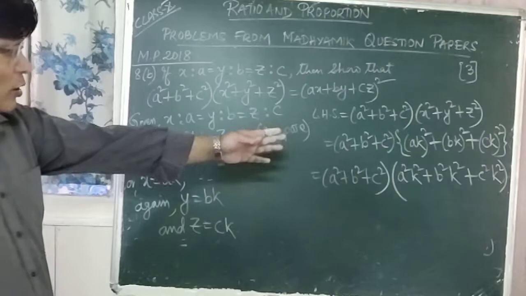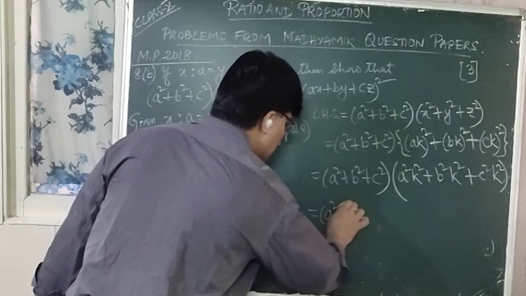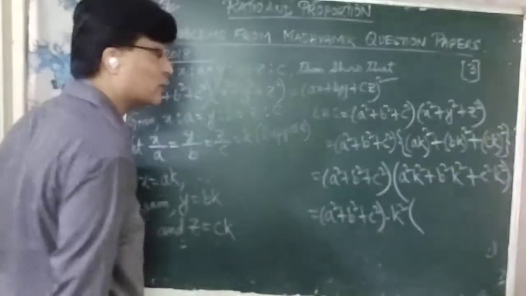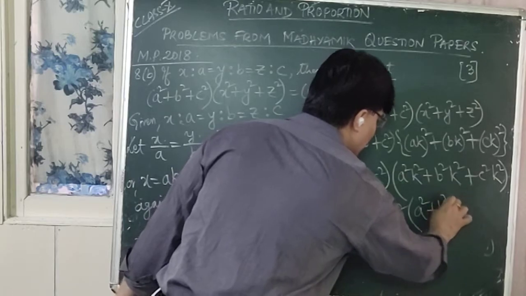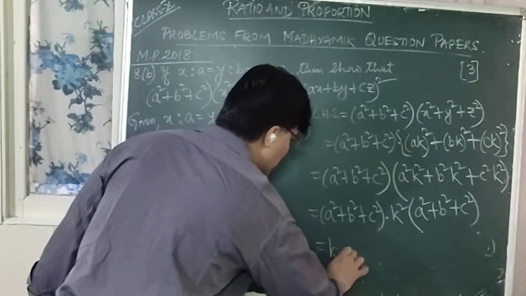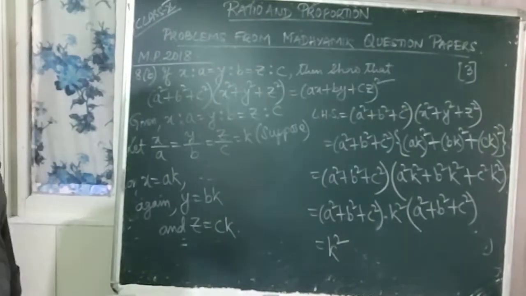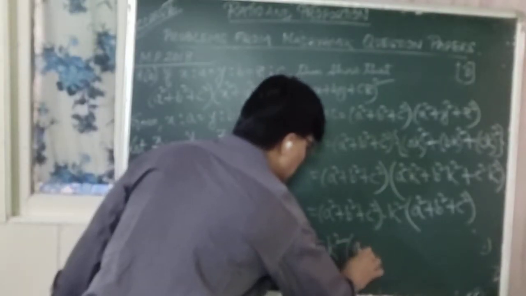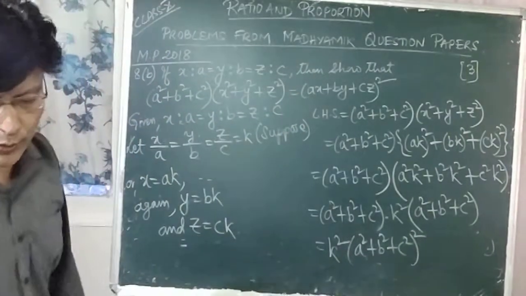So you can take common from here. What is common out there? It is k square. So this is equal to (a square plus b square plus c square) into k square taken common, isn't it? So what do we get within the bracket? a square plus b square plus c square. Now write k square first, and then (a square plus b square plus c square) into (a square plus b square plus c square). These are the same expression and you can multiply them, so you will get (a square plus b square plus c square) whole square.